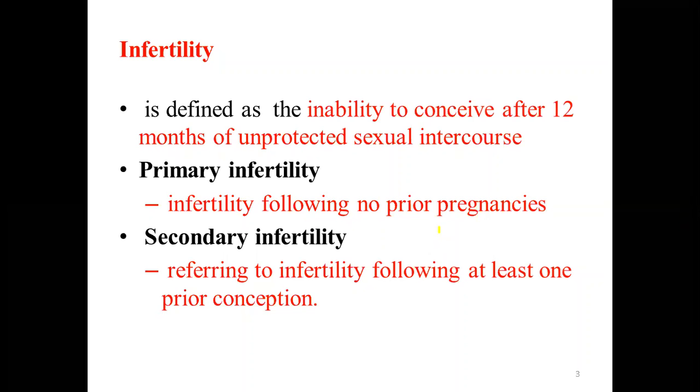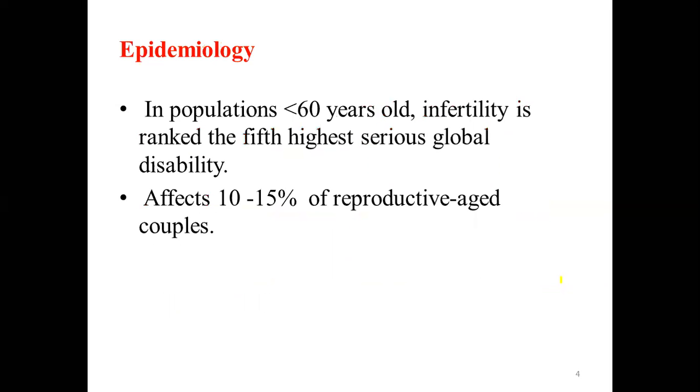Infertility can be either primary or secondary. Primary stands for infertility with no prior pregnancy. Secondary infertility is following at least one prior conception. So there is a possibility for a mother or a father to be infertile after one prior conception. That is when we say secondary infertility.